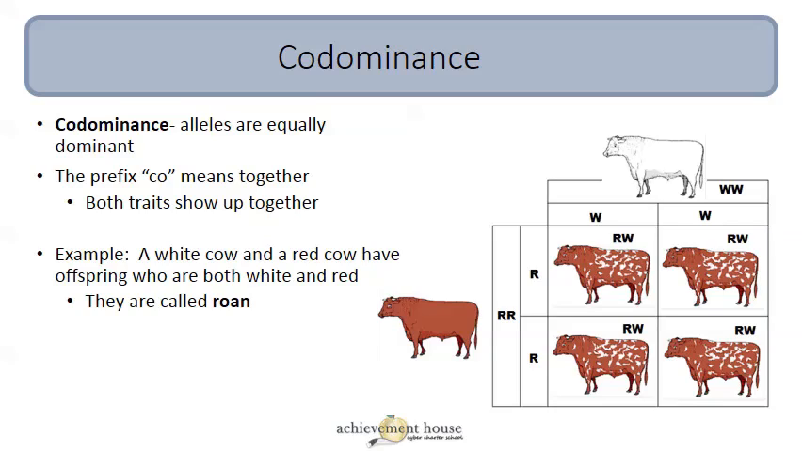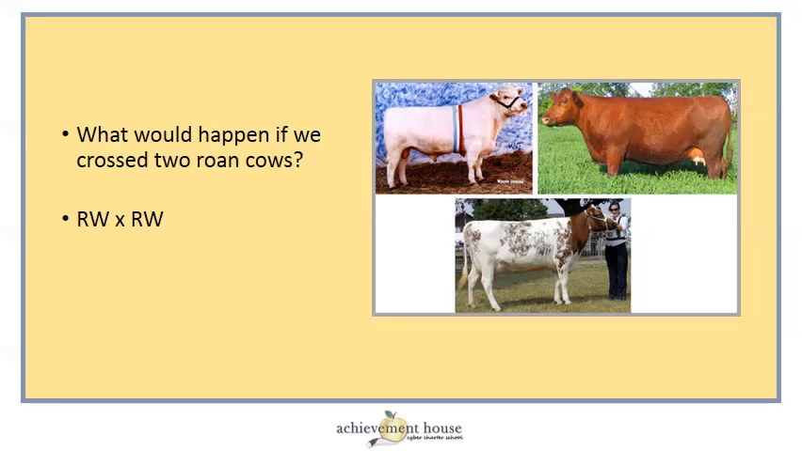So we end up with 100% of the offspring being RW. Basically, red and white spotted cows. We call these cows roan. Imagine this. What would happen if we cross two roan cows? RW times RW. Why don't you try that out in your notebook?